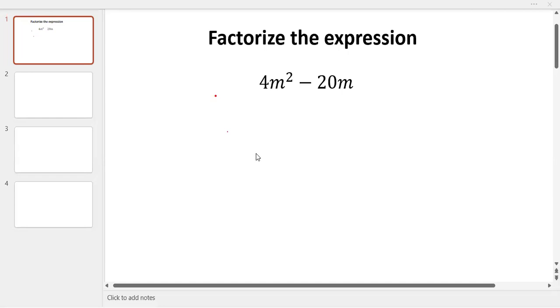In today's video, we are going to be factorizing the expression 4m squared minus 20m. So what is the best way to go about this?